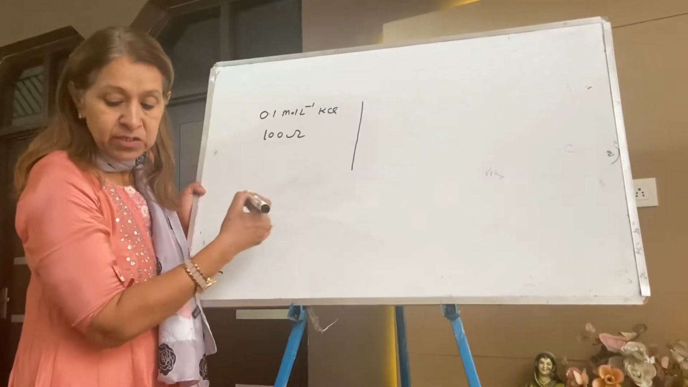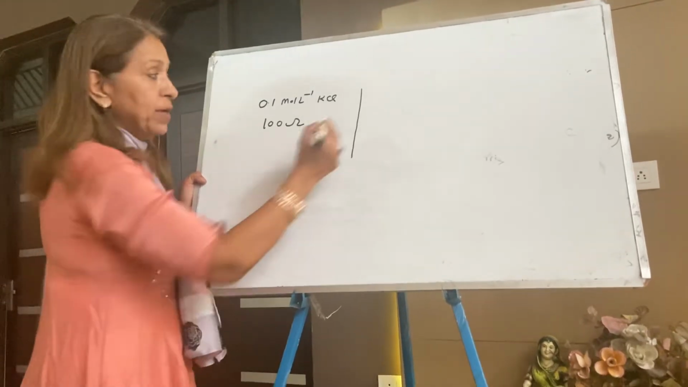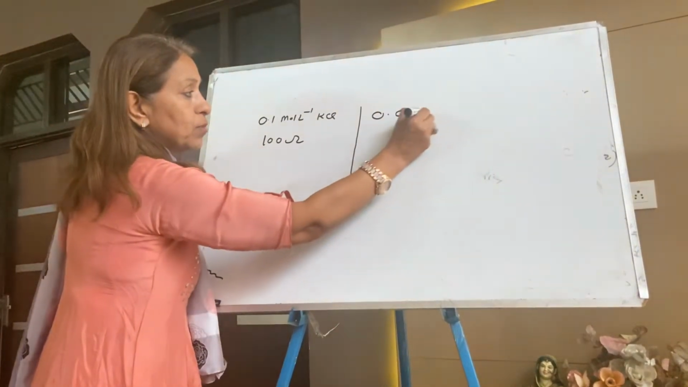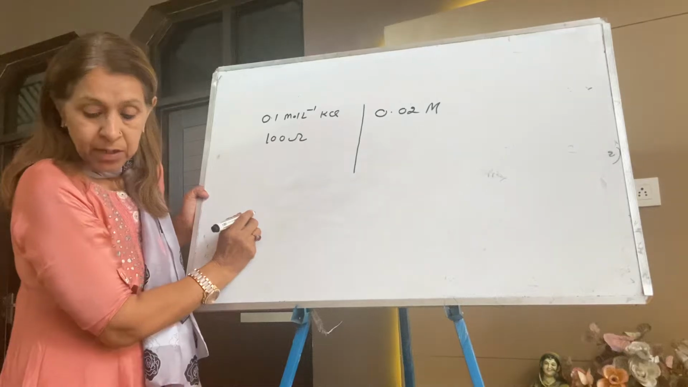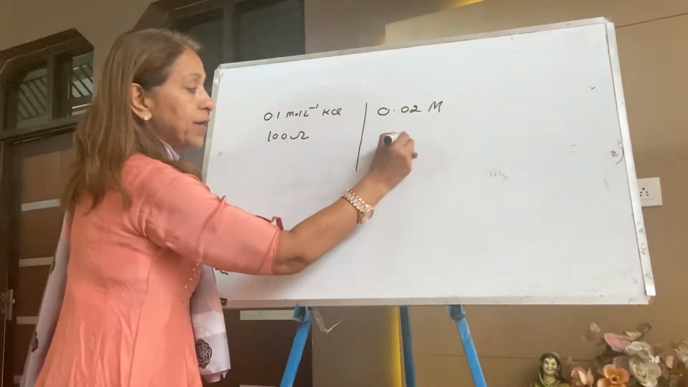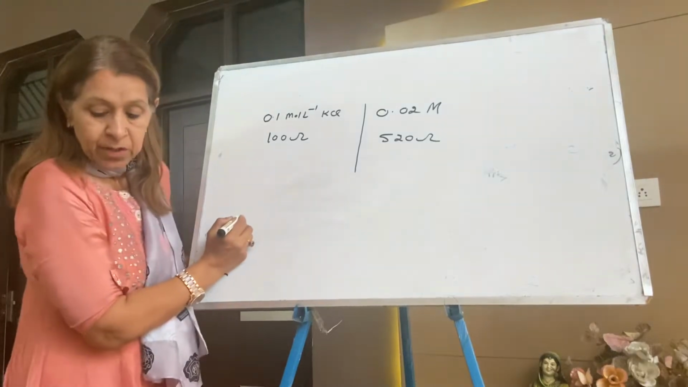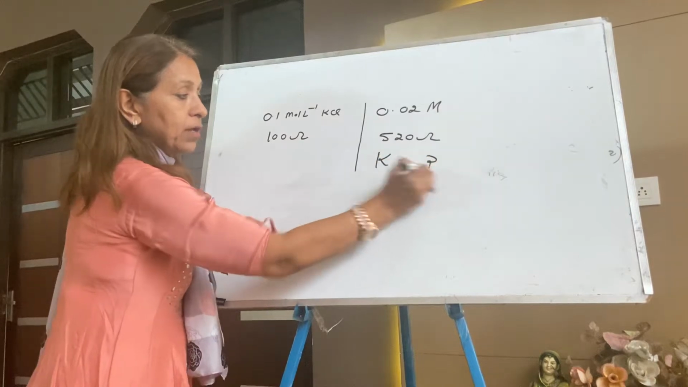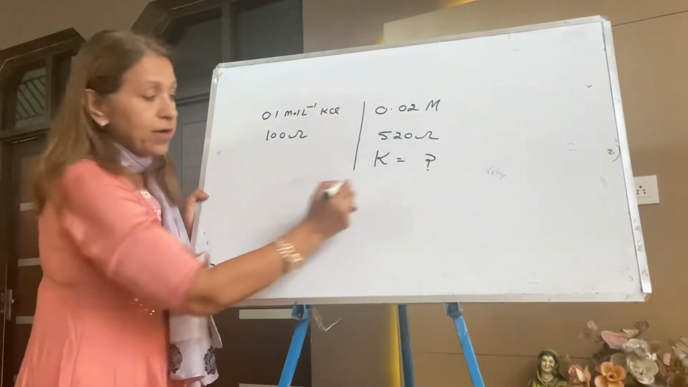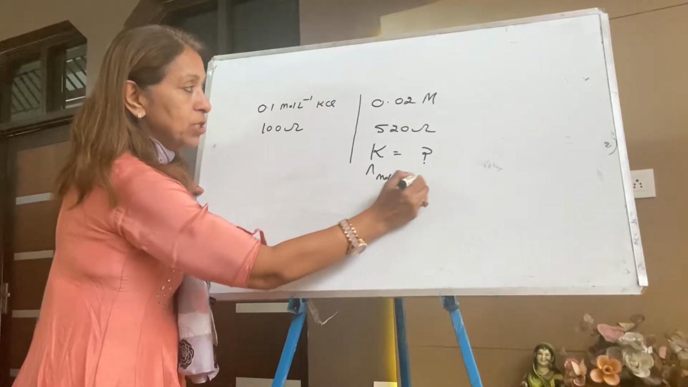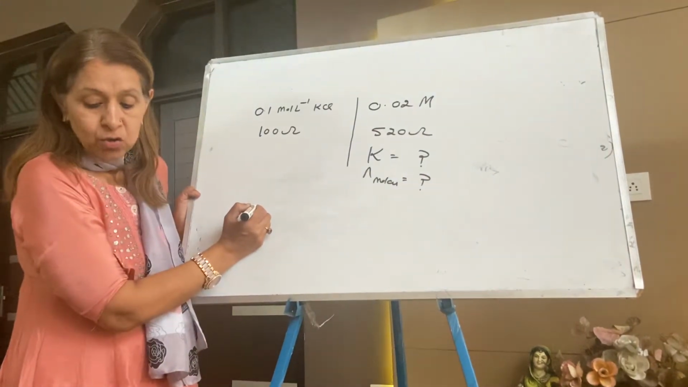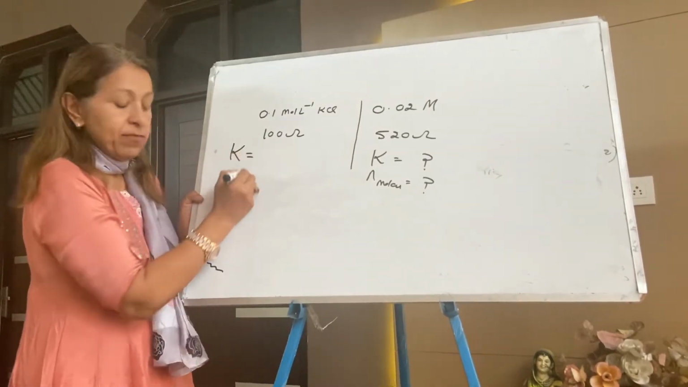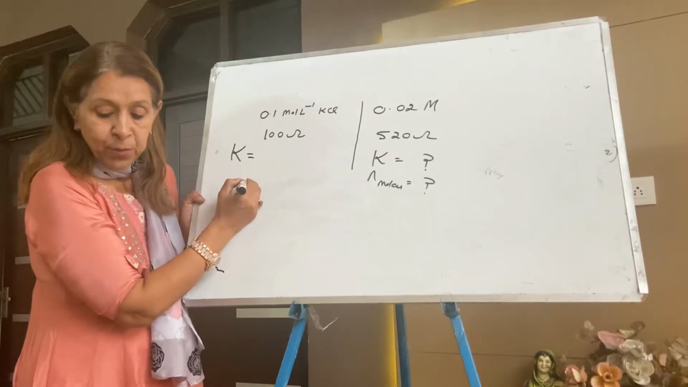The second case: if the resistance of the same cell when filled with, they have changed the concentration, 0.02 mole per liter, you may write capital M1, is 520 ohms. The question is, calculate the conductivity, kappa K, as well as the molar conductivity of 0.02 M KCl. The conductivity of 0.1 M is given, K is 1.29.